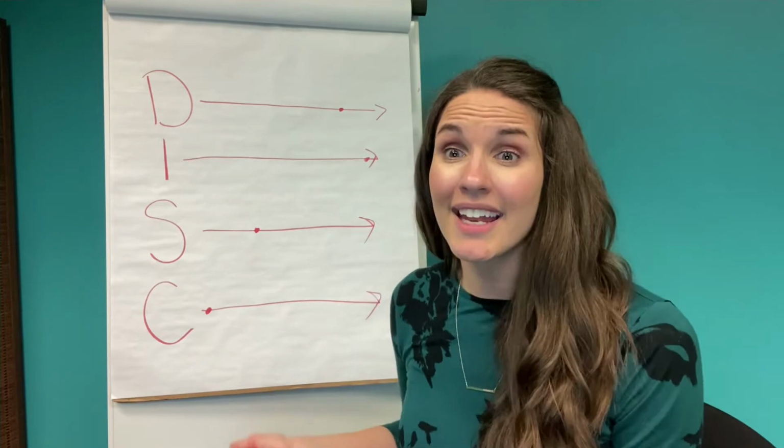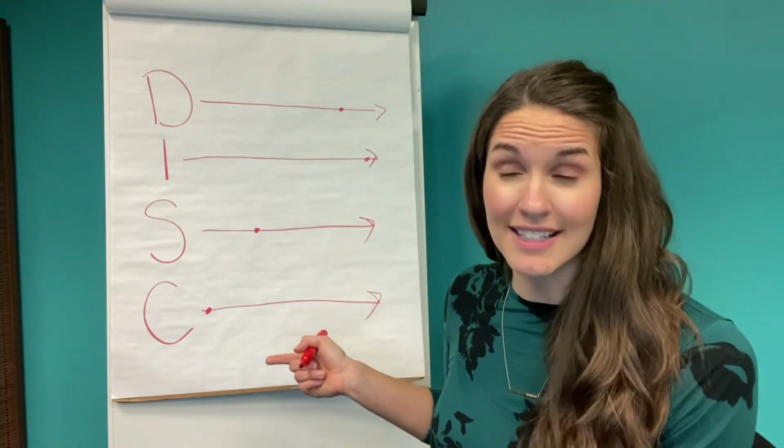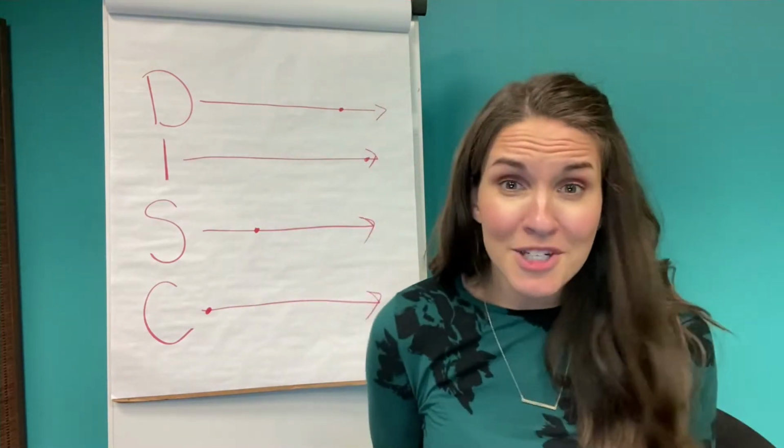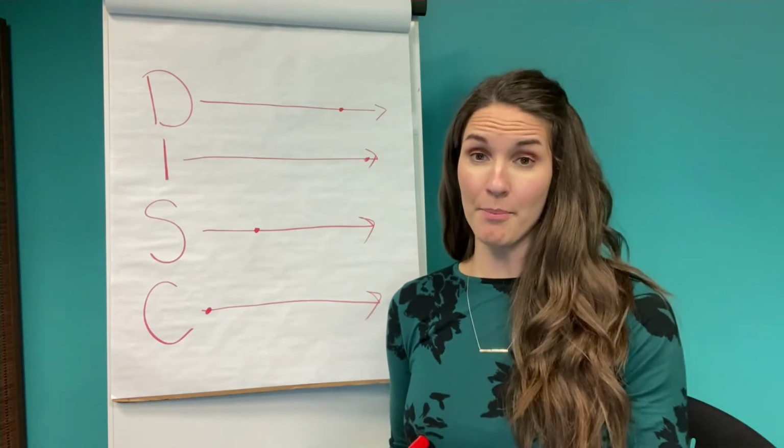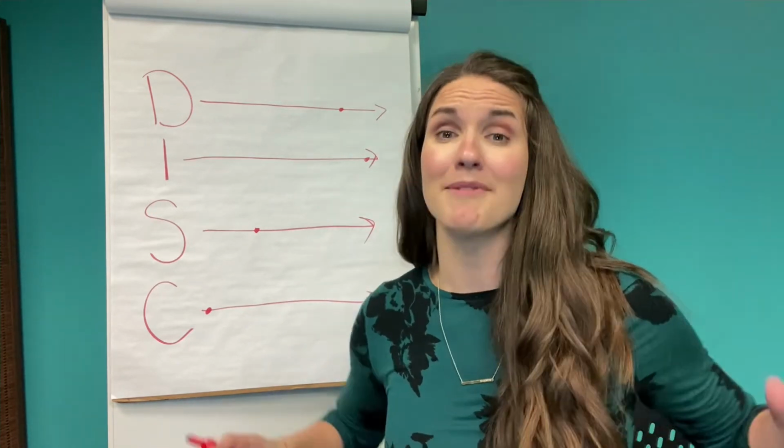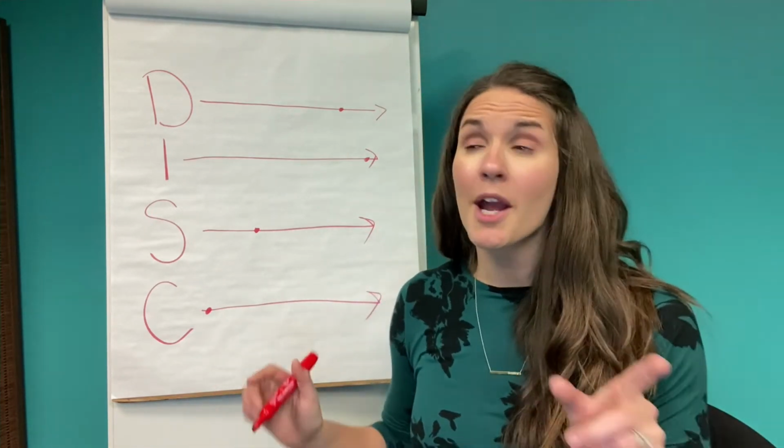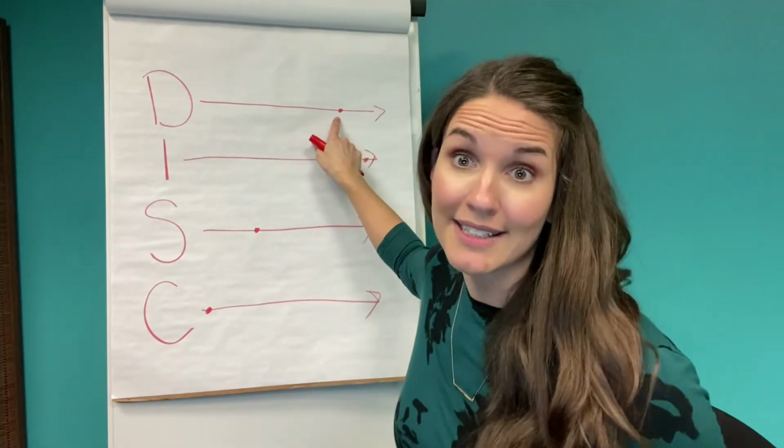So you've got a dot on all four of these lines. What this says about my leadership style is that I'm gonna show up, I'm gonna have a lot of fun, I'm gonna be optimistic, I'm gonna be engaging, and we're gonna get stuff done.